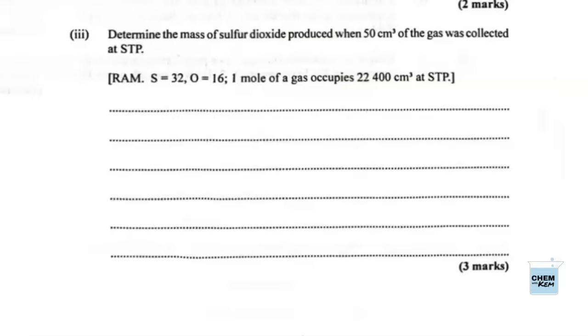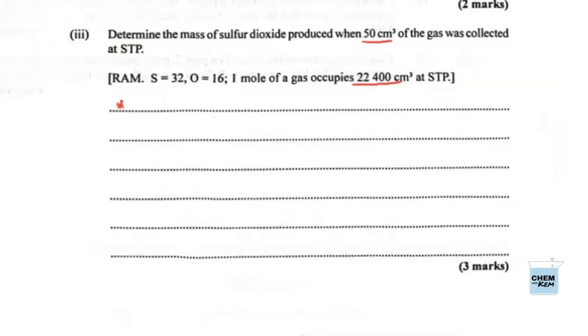Determine the mass of sulfur dioxide produced when 50 cm cubed of the gas was collected at STP. All right, and we're told here that the molar volume at STP is 22,400 cm cubed. So what we need to do in the first part of this question is find out the number of moles represented by this 50 cm cubed. We'll convert the 50 cm cubed to moles, and then convert from moles to mass after.